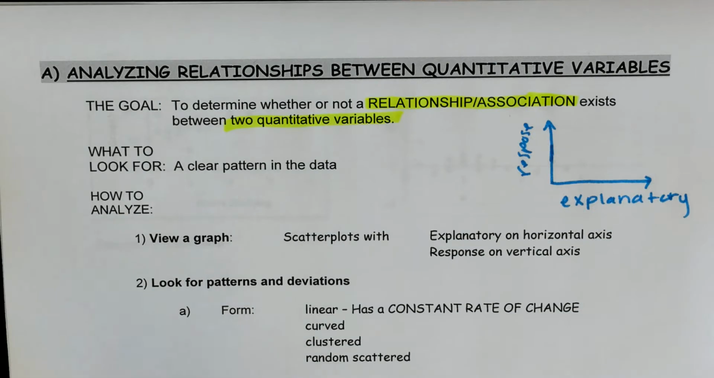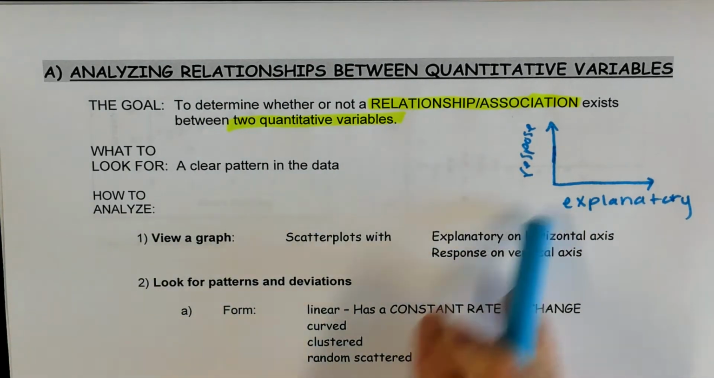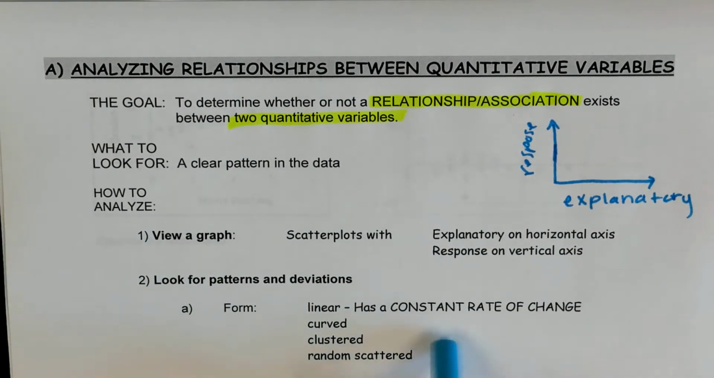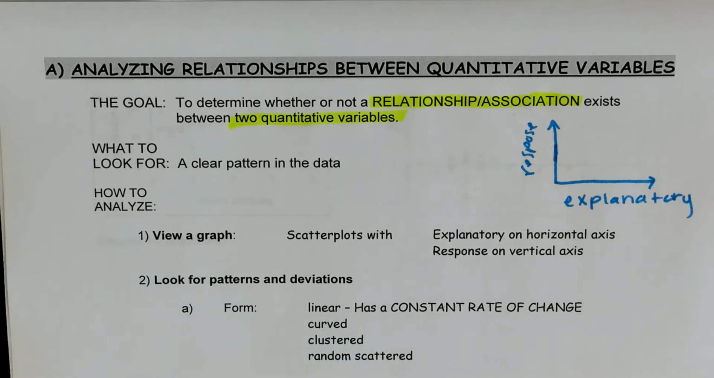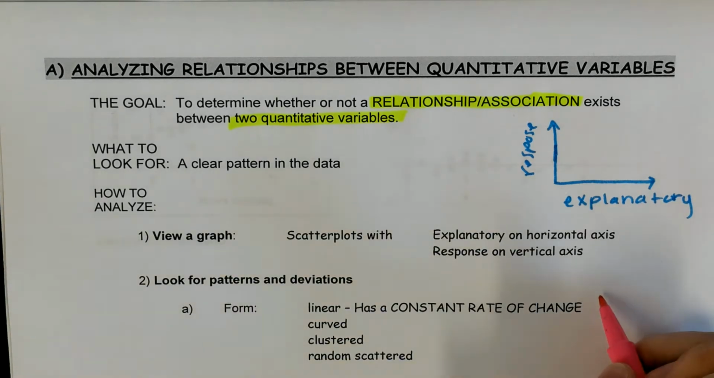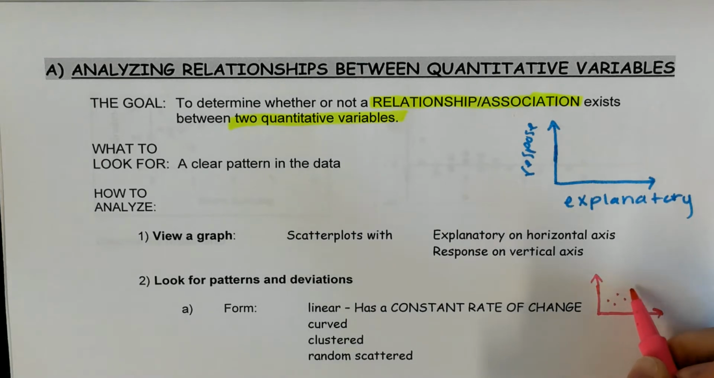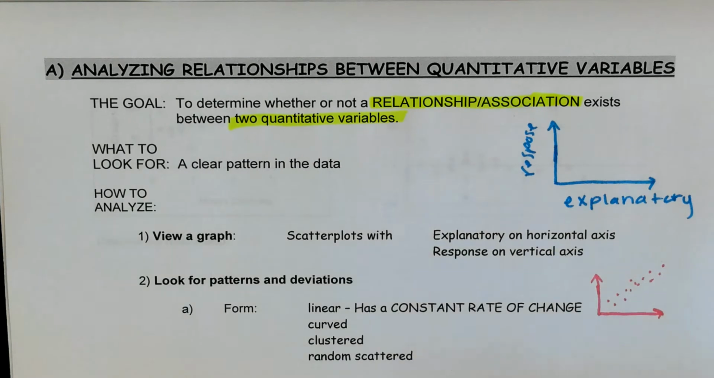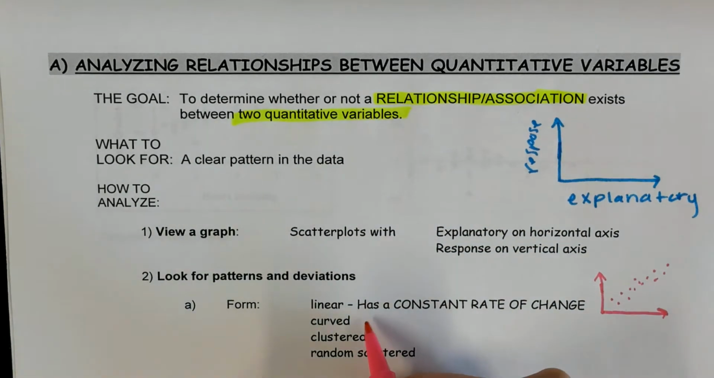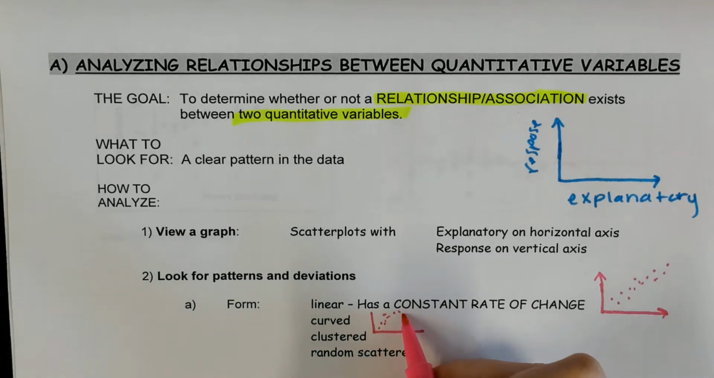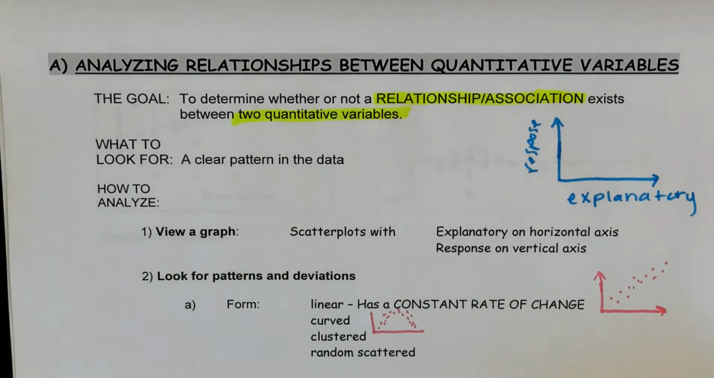When we are looking for patterns with our scatter plots, we are going to have a couple of different options. The first one is that our scatter plot is going to look kind of like a line. It could be a positive relationship, it could be a negative relationship, but that's linear. Or we might have something that looks like a curve, maybe like a little rainbow.